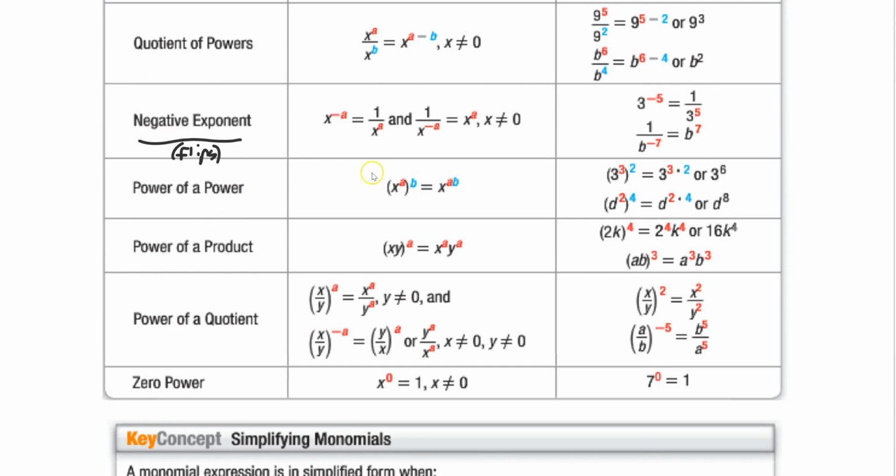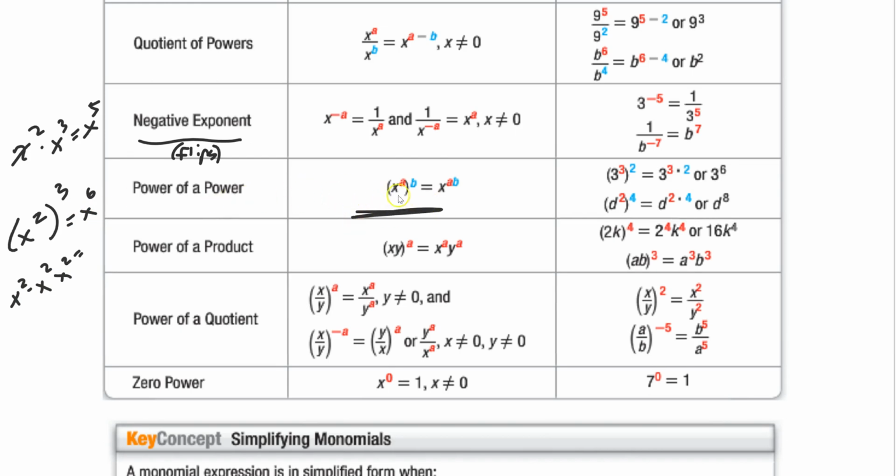Power to power, so again, there's a big difference here. x squared times x cubed is x to the 5th. But x squared to the 3rd power is x squared times x squared times x squared. So you multiply the powers, x to the 6th. So power to power, you multiply.